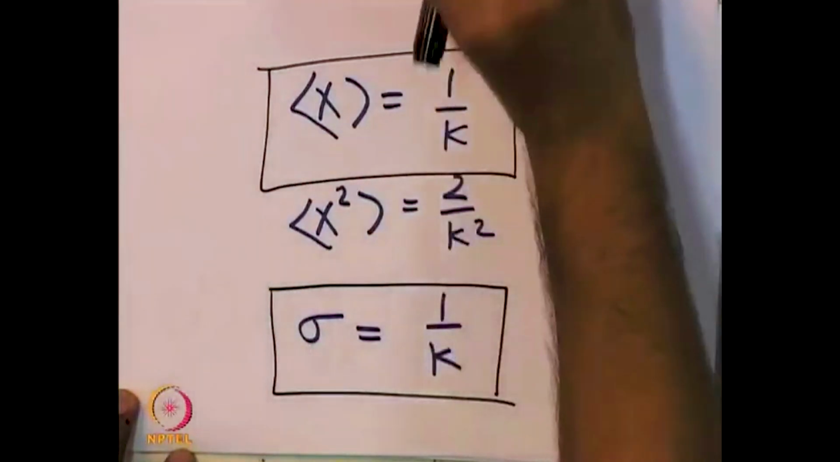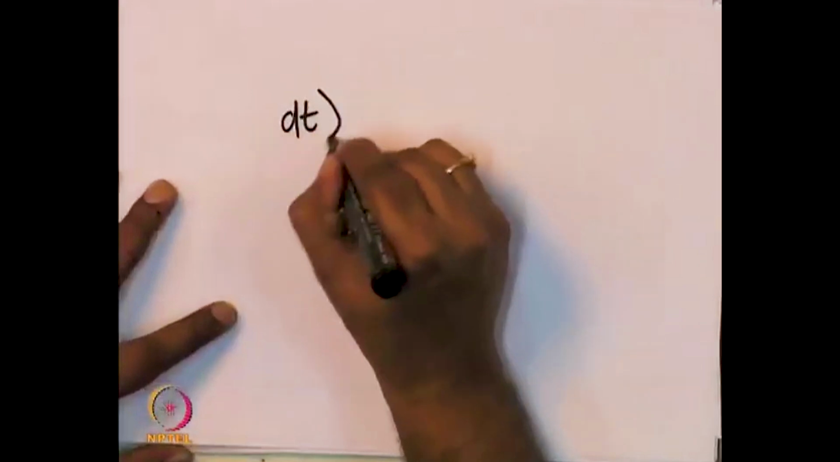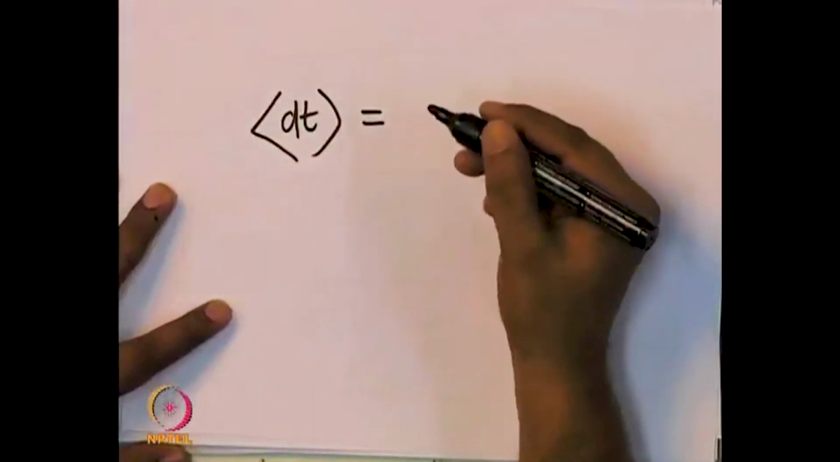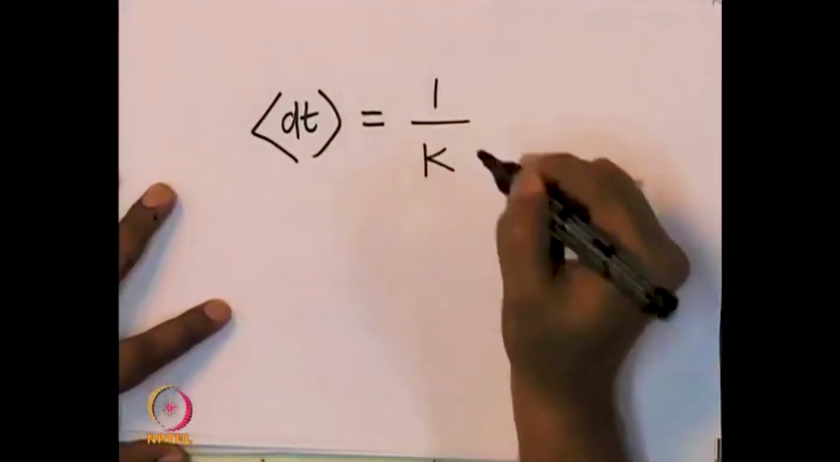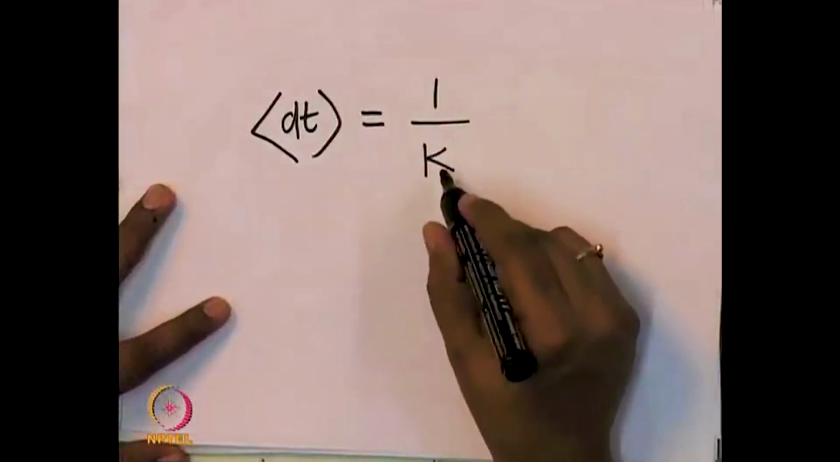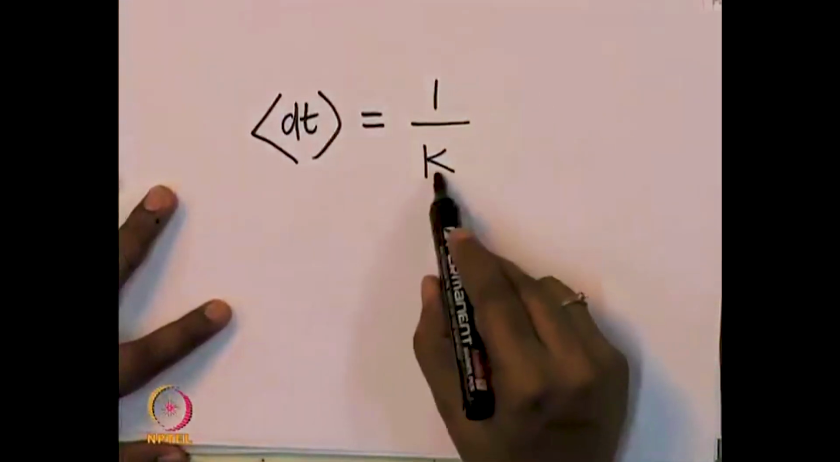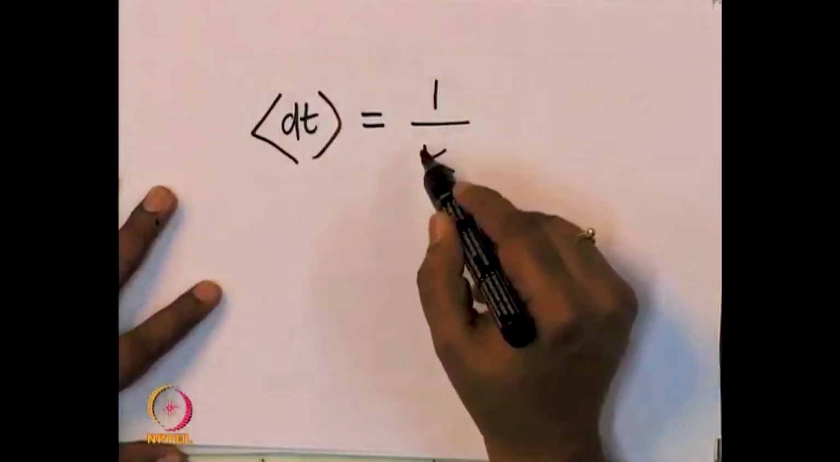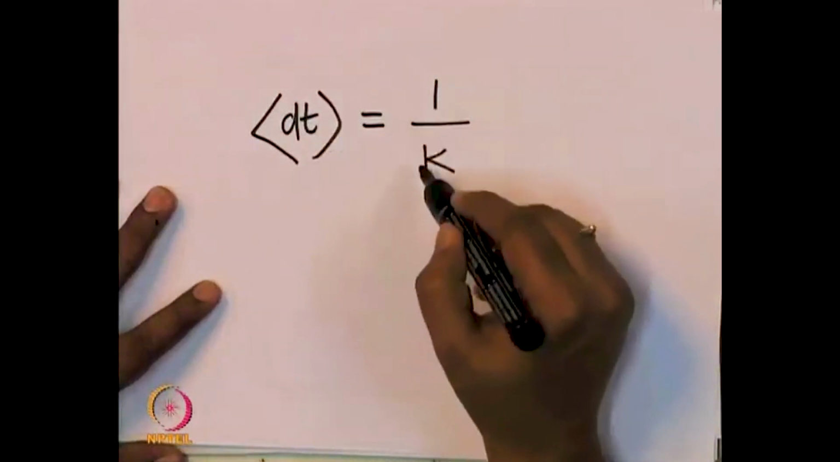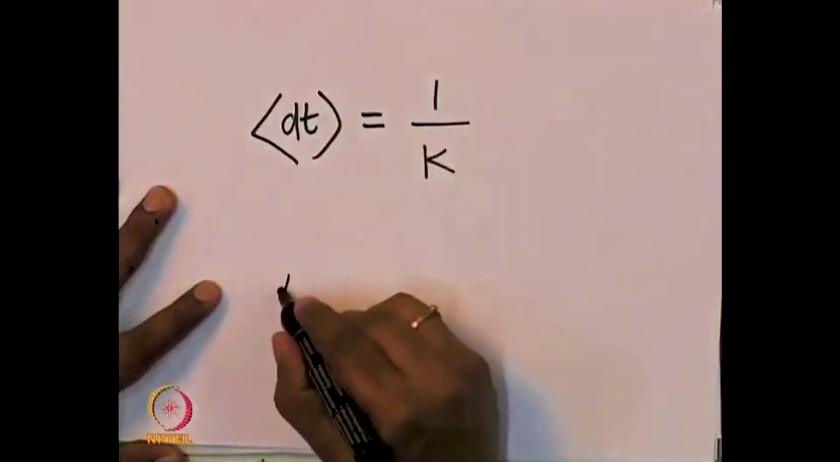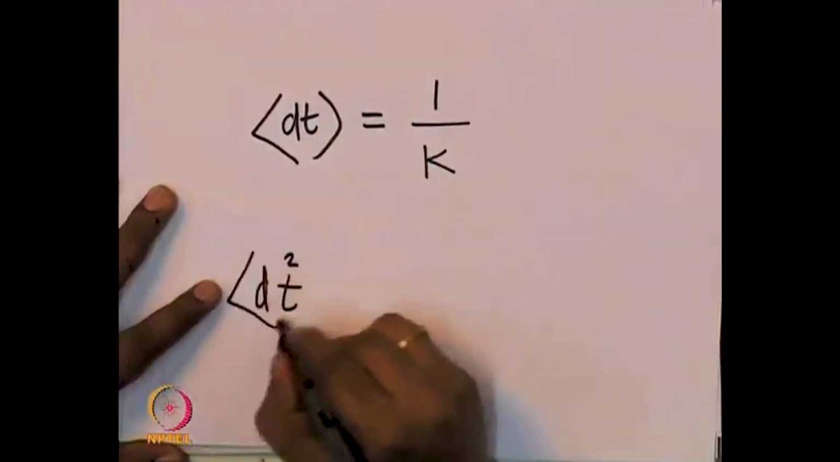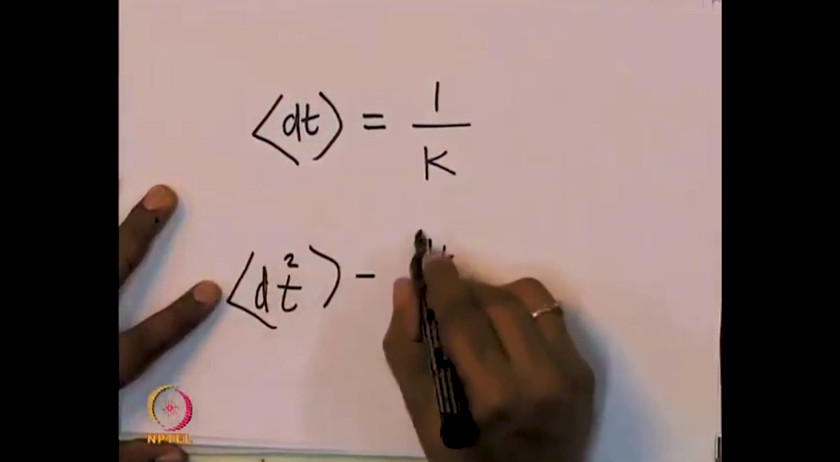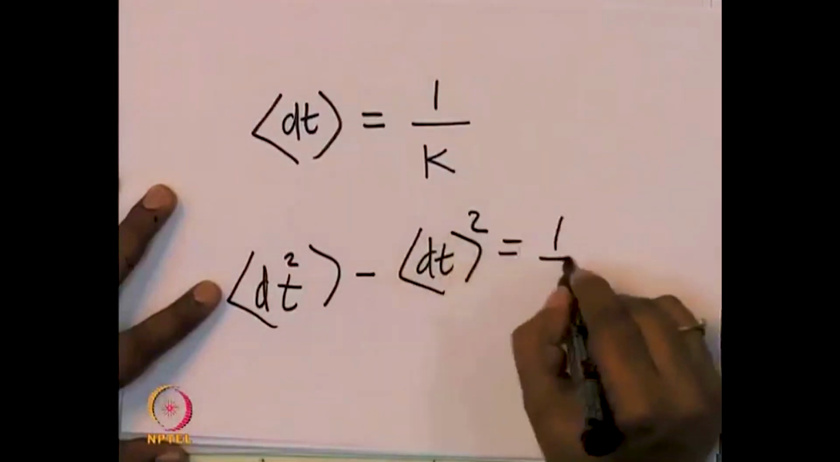If you look at the length of a microtubule now, or if you look at the time that you have to wait, dt, the average time you have to wait will be 1 over the rate k. So if you have a binding event happening with a rate k, the average time you have to wait is 1 over k, but the deviation in this average, that is dt square average minus dt average squared, is also 1 over k.